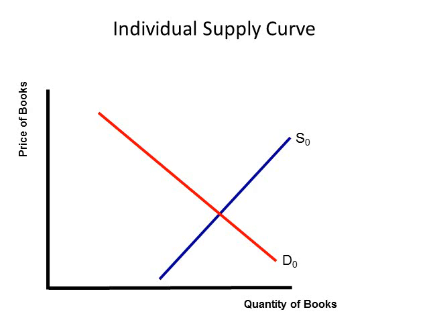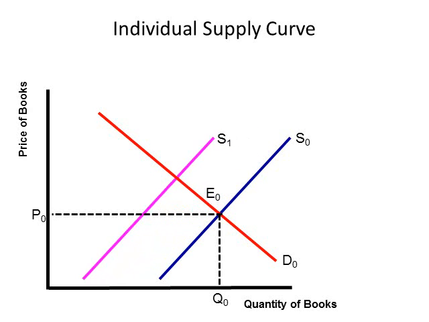The supply curve S0 crosses the demand curve D0 at an equilibrium point E0. Drawing a straight line from E0 to the quantity axis gives the equilibrium quantity. Drawing a line from the equilibrium point to the price axis gives the equilibrium price P0. Now, the supply curve shifts to the left, creating a new equilibrium point called E1. Drawing a line straight down from E1 to the quantity axis gives a new equilibrium quantity Q1.